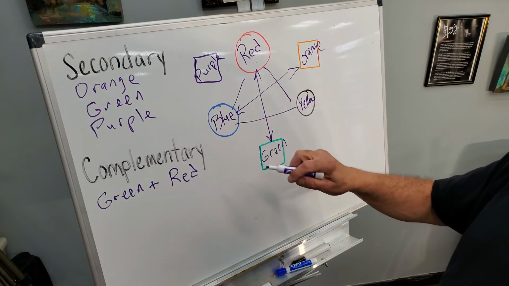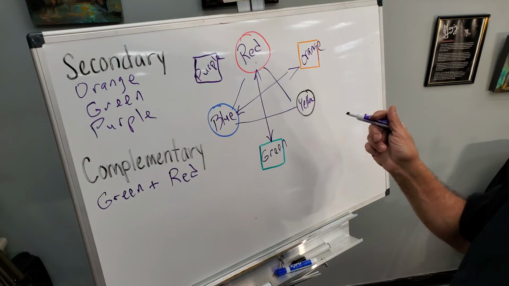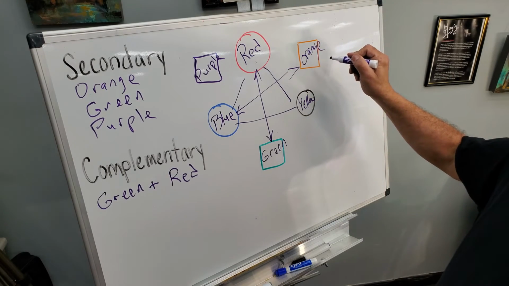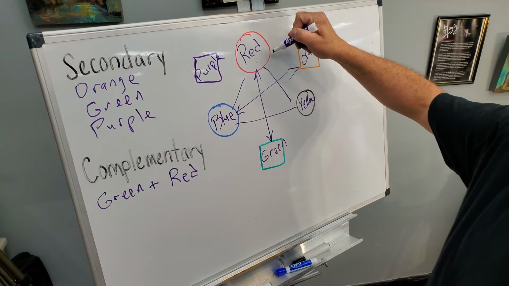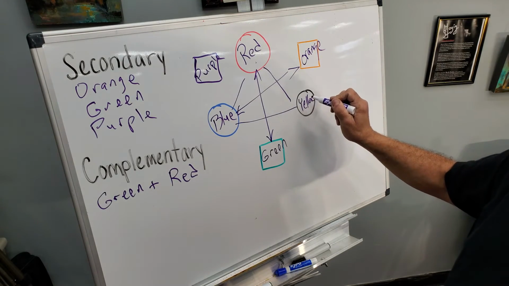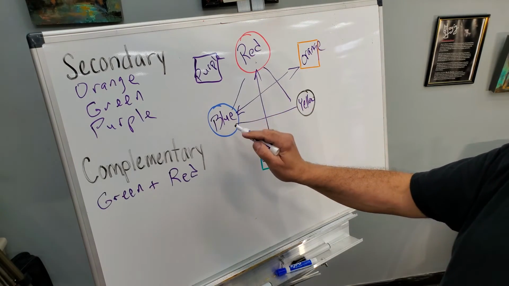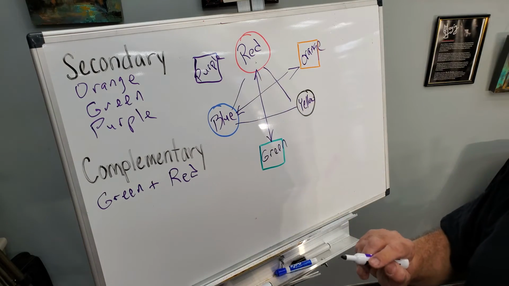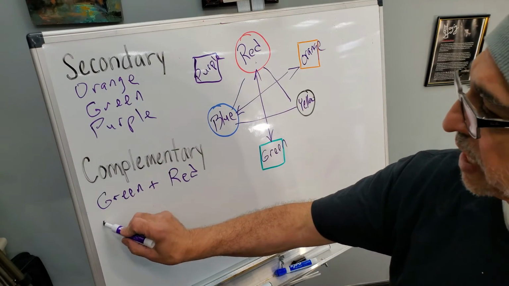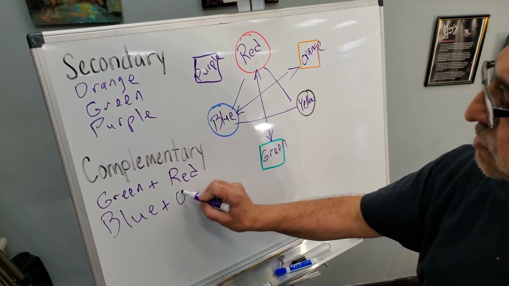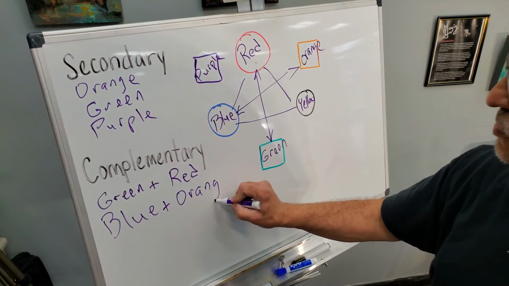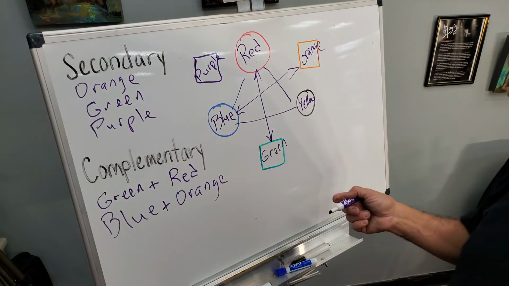Now, the other set of colors would be blue and orange. Why is blue a complement to orange? Because the way you make orange is with red and yellow. So what's missing? Blue. That's why blue becomes the complement of orange. So now we have blue plus orange, and these two colors become complements.